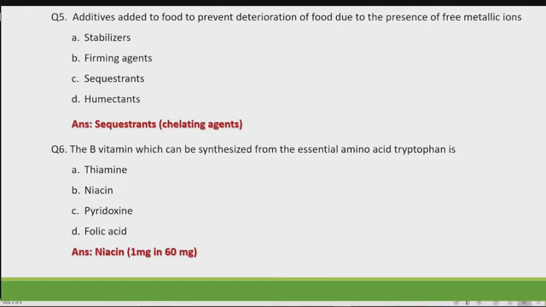Another question that may be asked in the exam is how much tryptophan is needed to produce 1 milligram of niacin? It is 60 mg of tryptophan used to synthesize 1 mg of niacin.